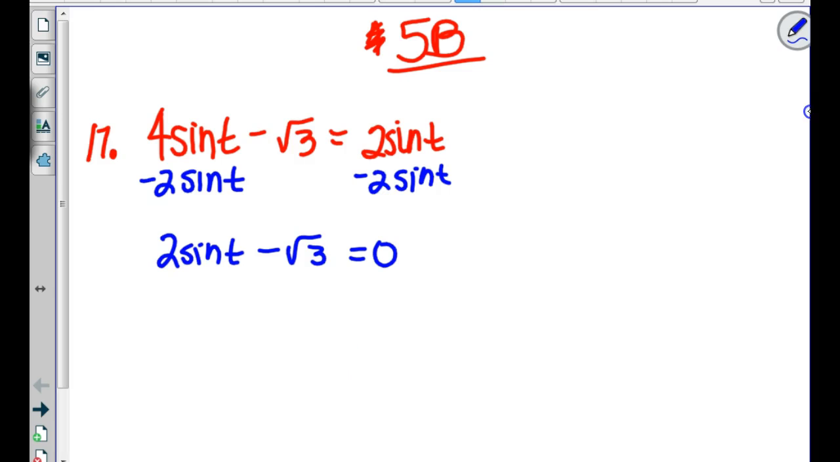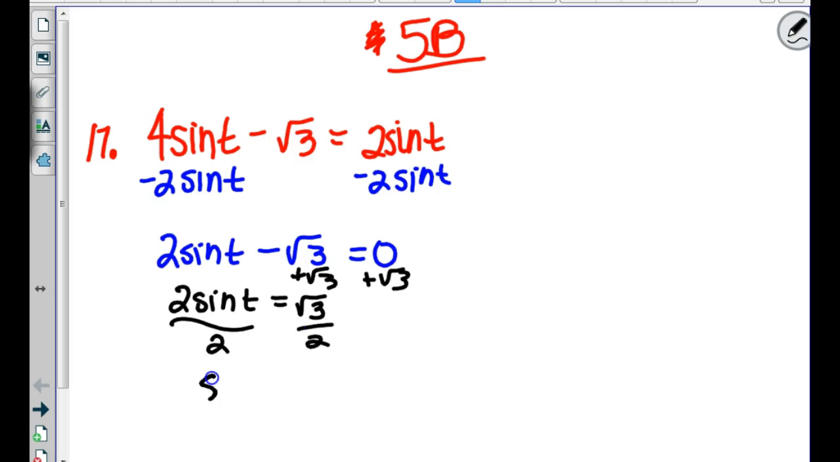Then what? Okay, so I have 2 sine t equals square root of 3. So you basically are treating it like an algebra equation to begin with. You want to get all the x's on one side and you want to isolate the x. Make sense? All right, now, where is the sine square root of 3 over 2?